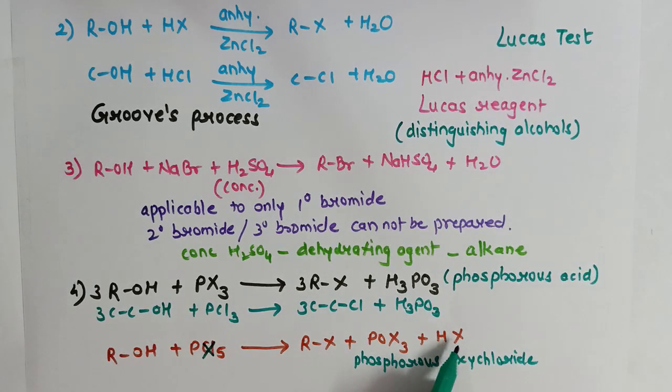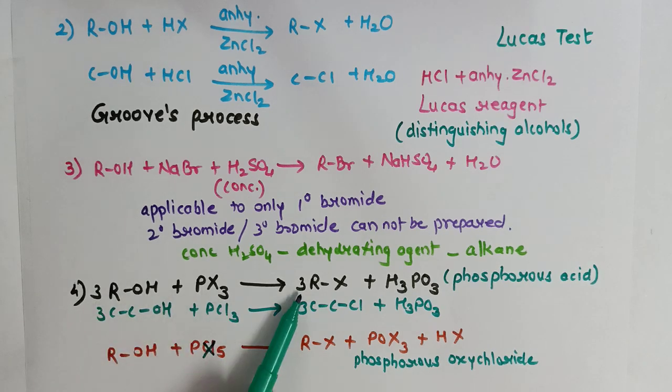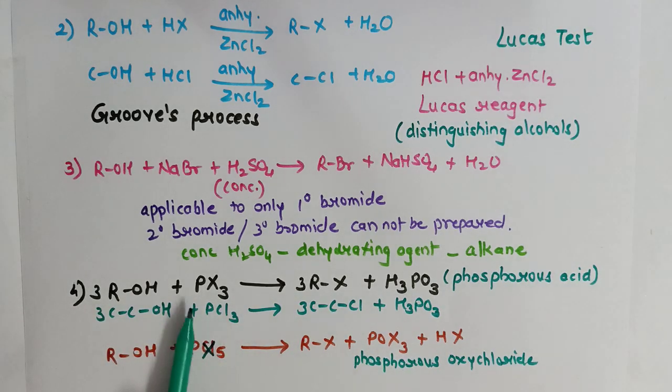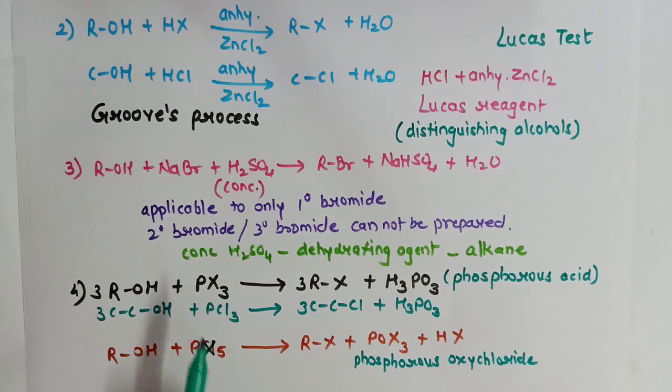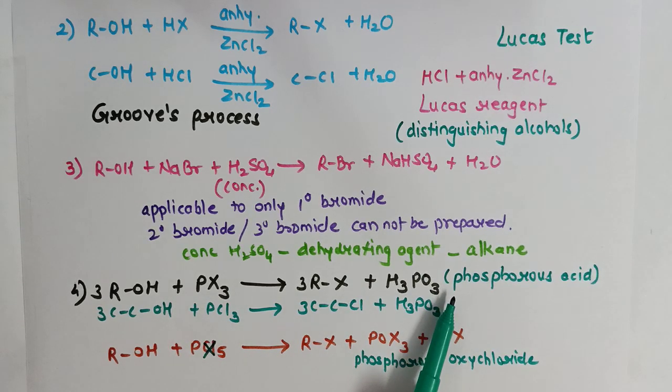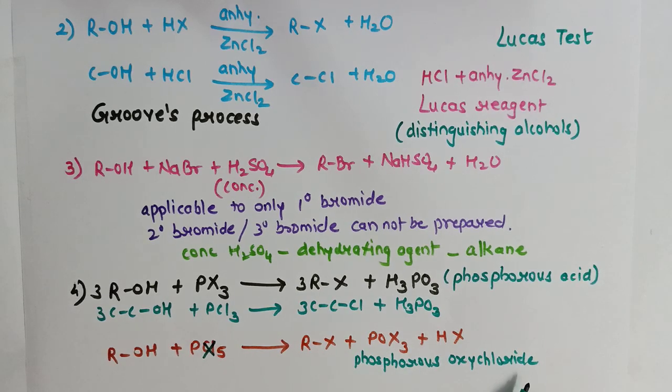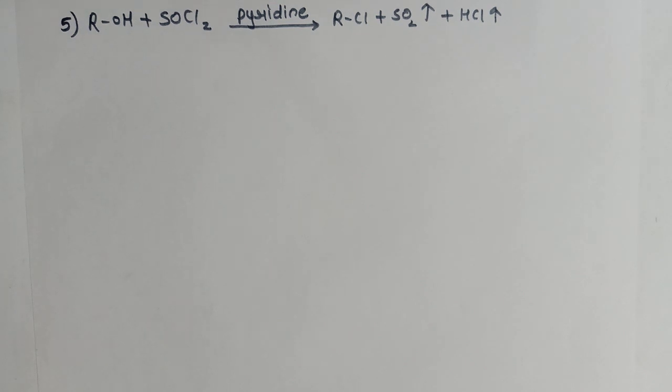And hydrogen halide. So what is the difference between these two methods? The difference is that of balancing and that of byproduct. When we are using a trihalide, we are getting phosphorus acid as a byproduct, and when we are using pentahalide, we are getting phosphorus oxychloride as a byproduct.